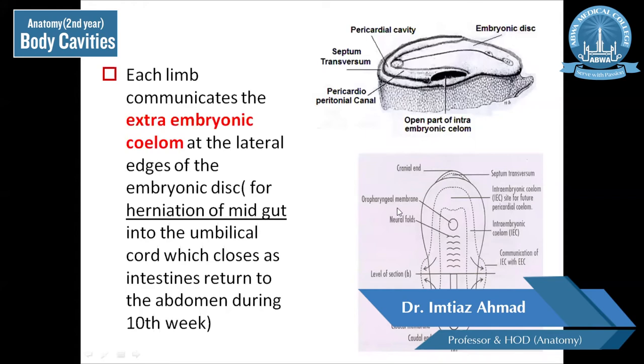And these are the openings on the lateral side. On the outer side lies what we call the extraembryonic coelom. It communicates on the outer side. And this is highly diagrammatic before the folding. Okay. So each limb communicates with the extraembryonic coelom, this one, on the outside, for herniation of the midgut loop. Last time we discussed it into the umbilical cord, which closes as the intestines return to the abdominal cavity during week 10.